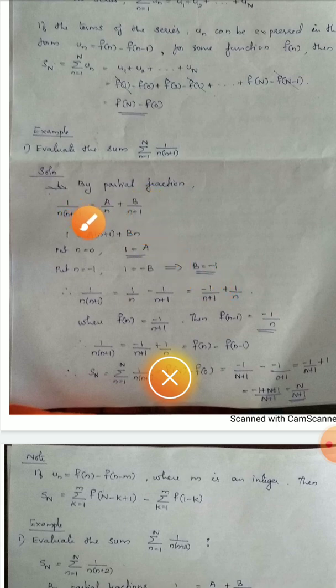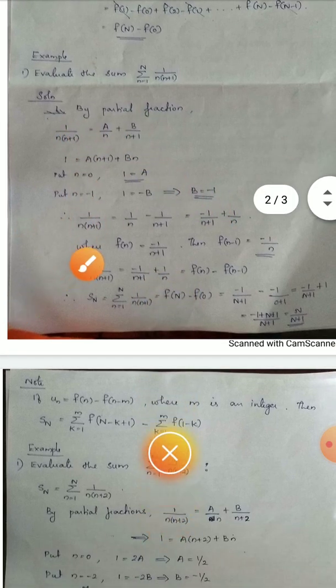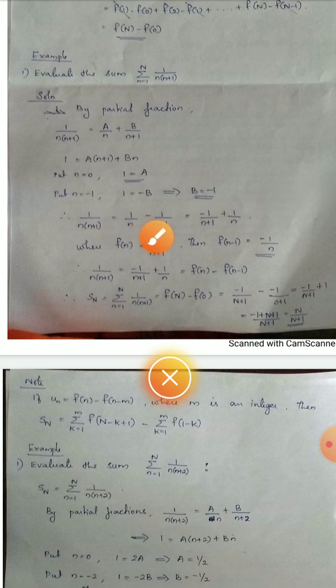So this expression can be written as 1 by n into n plus 1 is equal to 1 by n minus 1 by n plus 1, since b is minus 1. So first we have to express it as f of n minus f. So just write the maximum value of n, the greater term here.